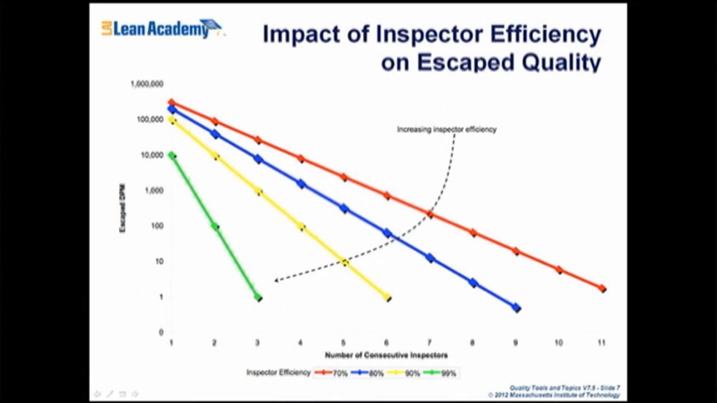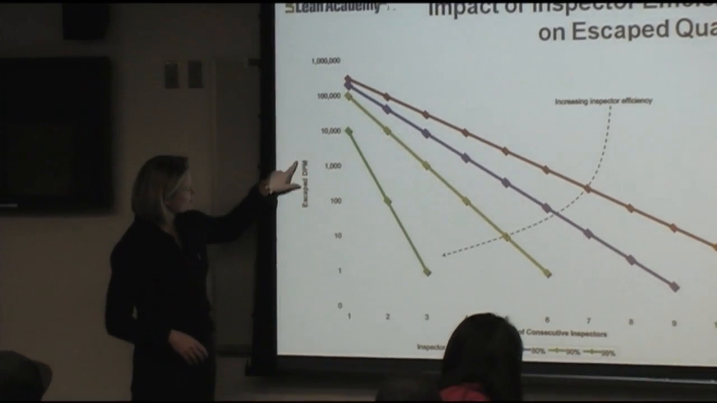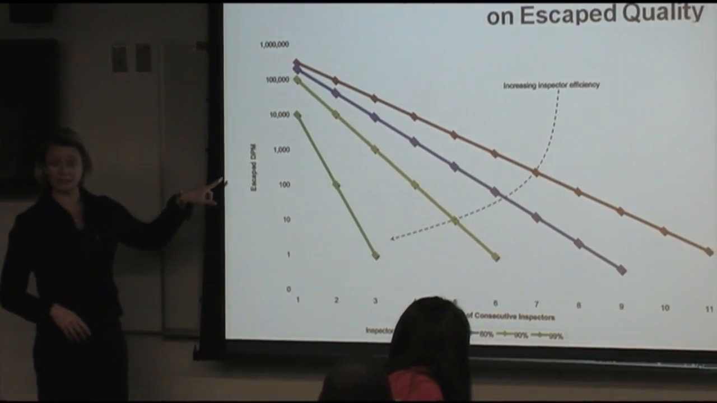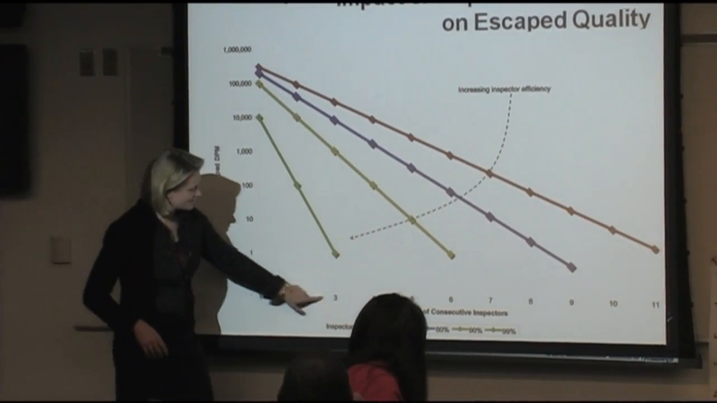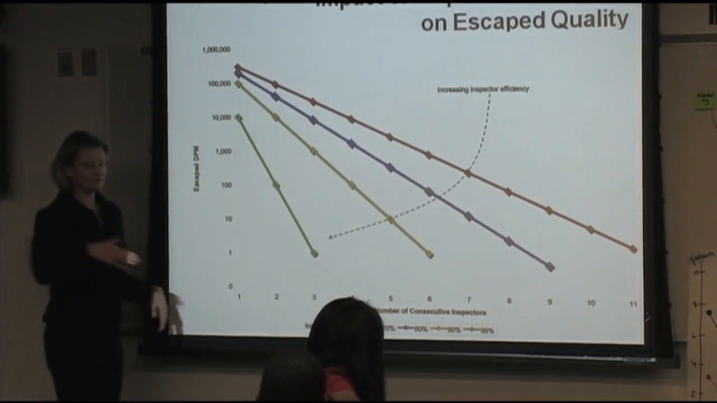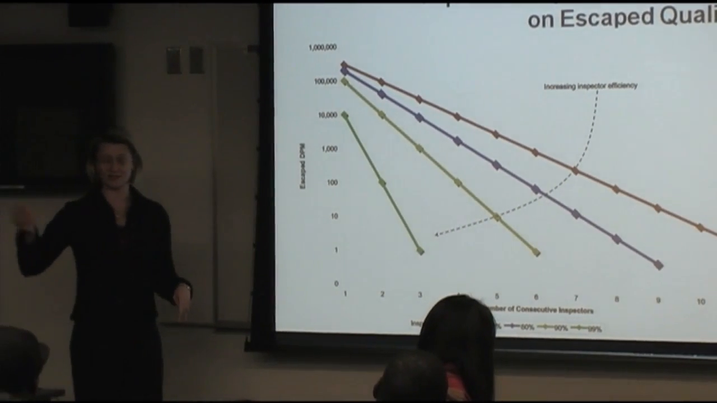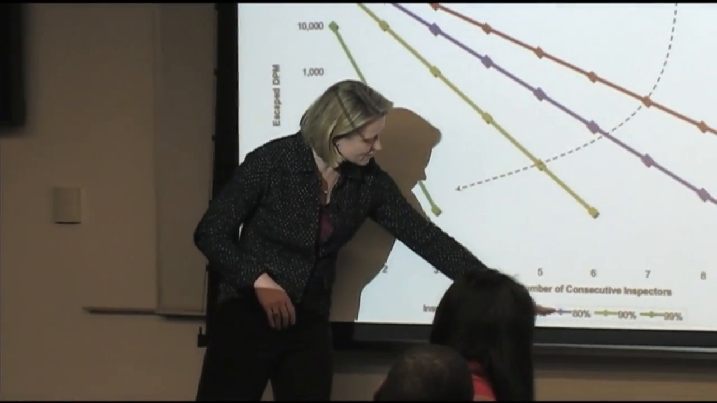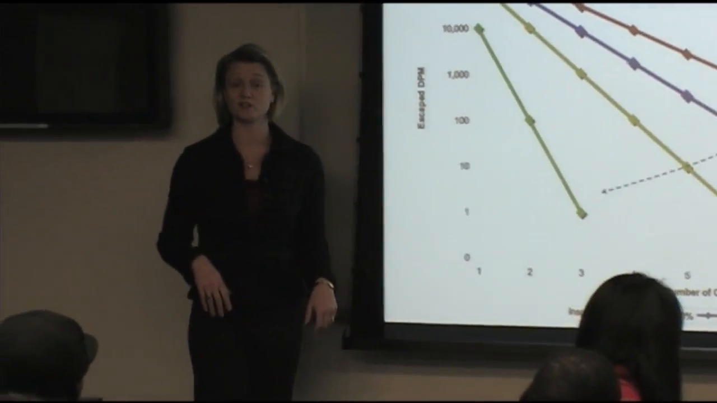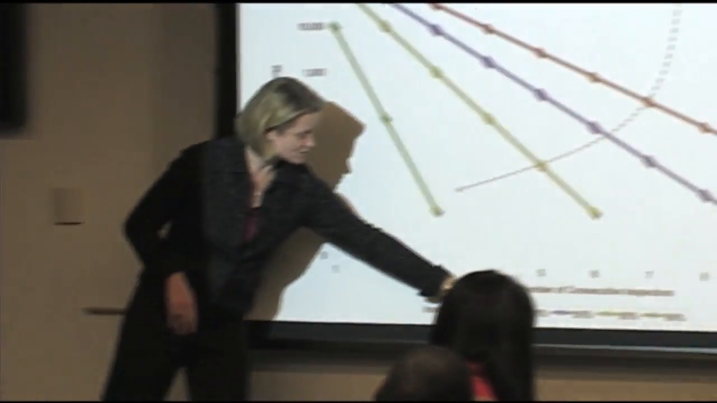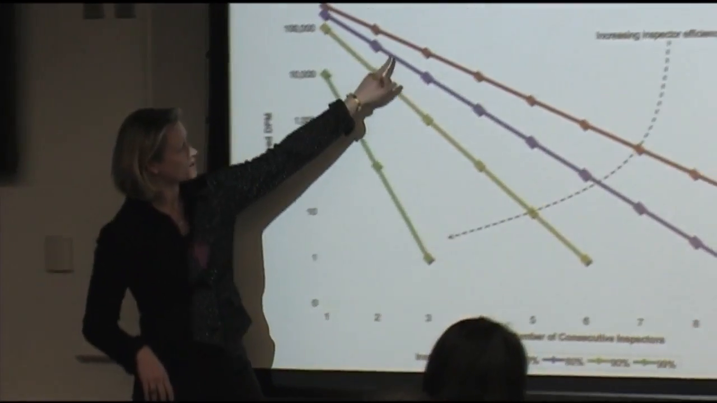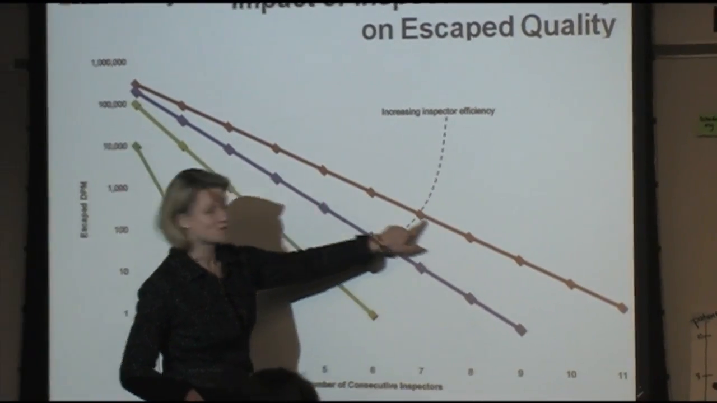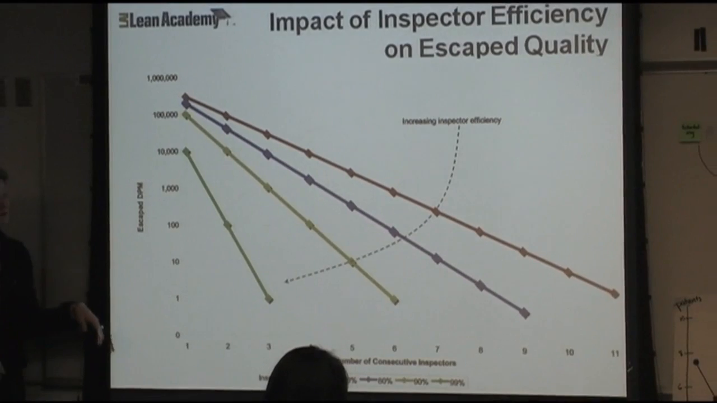This is a graph that shows you the impact of inspector efficiency on escaped quality. Here on the y-axis we have escaped defects per million, and down here on the x-axis is the number of consecutive inspectors. So we just did an example with 2 consecutive inspectors. And then our different colored lines represent different levels of inspector efficiency. So 70% is the red line. That's about the line that our class was on, or 68% efficiency, it's called 70.